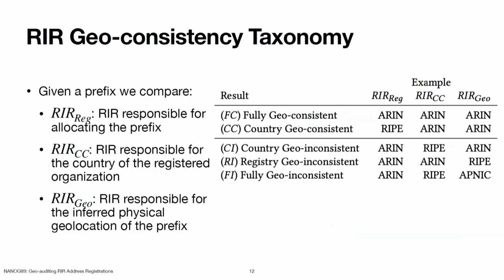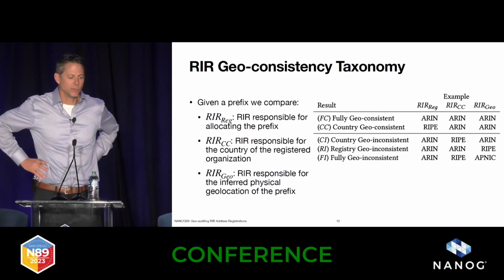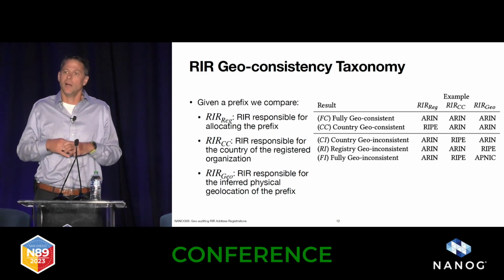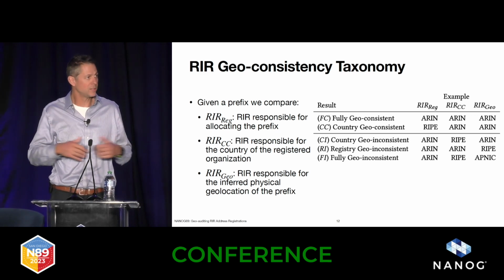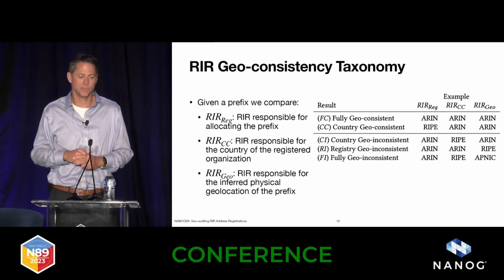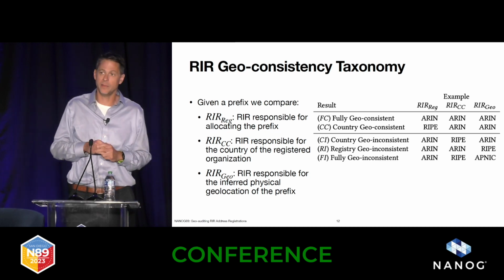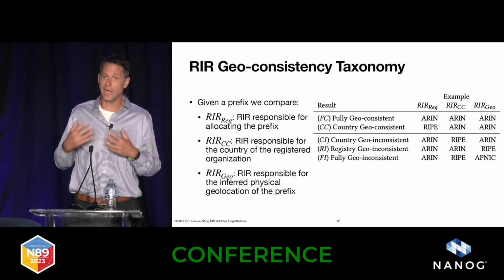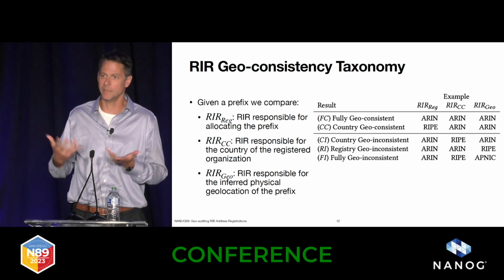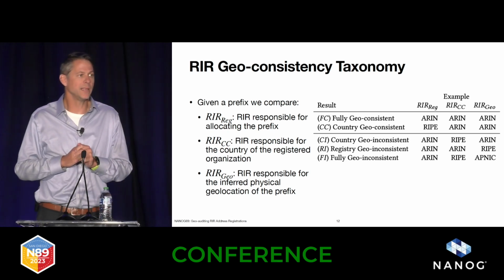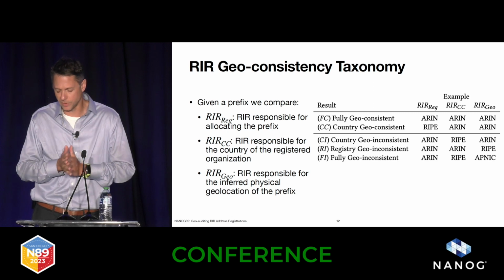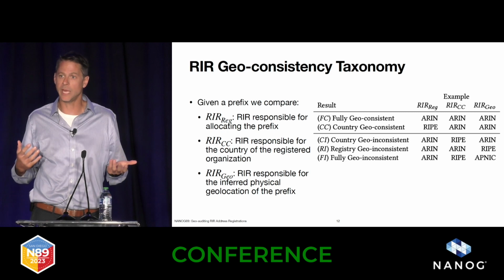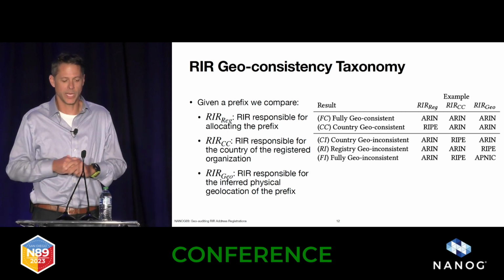So as I said, we developed a taxonomy, and it's based really on 3 different values. We have the RIR for which the prefix is registered, so whichever RIR holds this prefix. Of course, there is the organization that is responsible for this prefix, and they will be in a particular region that has a particular RIR. And then finally, we have this third variable, which is the geolocation. So when we do geolocate this, to what region are we geolocating it?